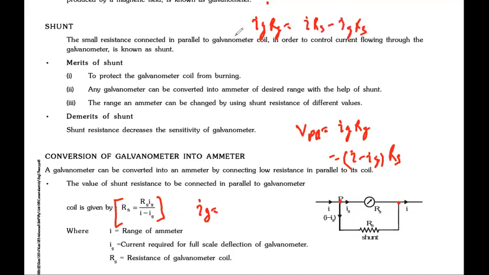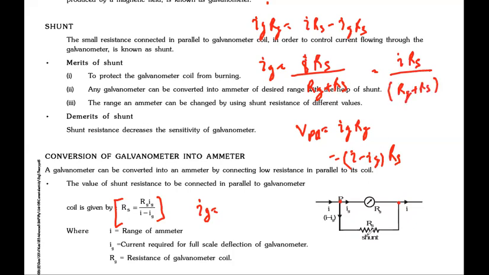Sorry, minus IG RS. This will go here, come down. So, IG will be I into RS, whereby RG plus RS. Understood? Right, so you can remember this: I RS by RG plus RS. Simple, yes or no? If you take the ratio, the resistance will also come out. Clear everyone?